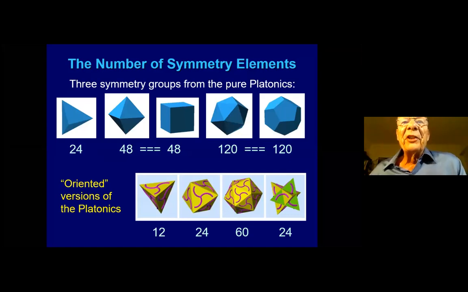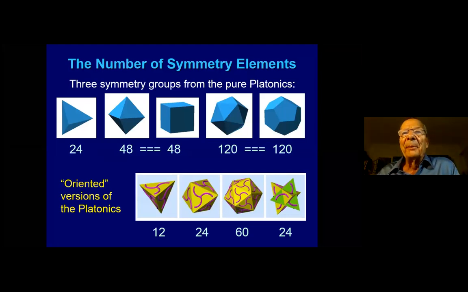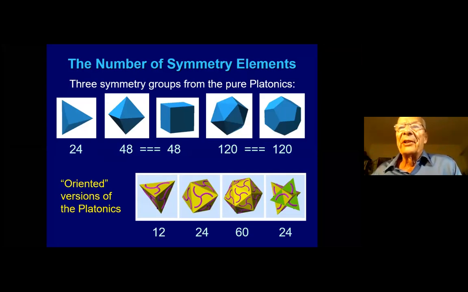Now we can analyze these objects as we have done for the cube, and thus find the number of the symmetry elements for all of these 7 symmetry groups. The oriented versions have half the number of elements of their unadorned siblings because there is no mirroring. So these are the 7 symmetries for finite 3D objects.